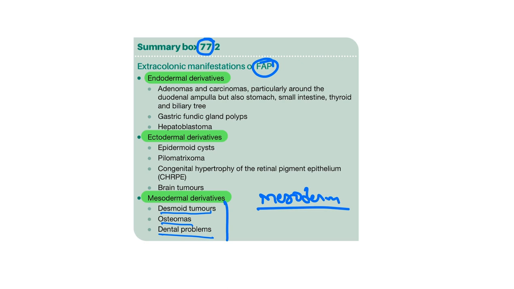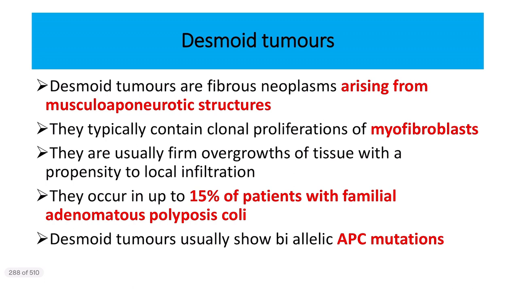One of them is the desmoid tumor, osteoma and dental problems. Other areas such as the ectodermal and endodermal are not related to this question, because we know the muscle is derived from mesoderm. First of all, let's see the desmoid tumor. What is a desmoid tumor? It is a fibrous neoplasm arising from the musculoaponeurotic structure. So it may be one of the causes of this lesion.